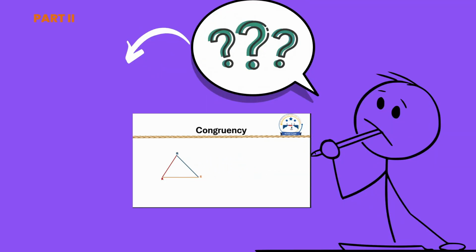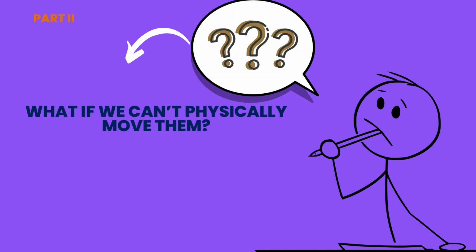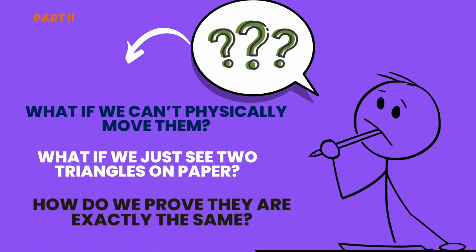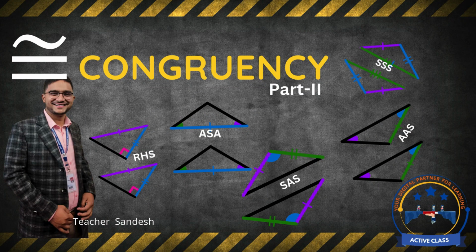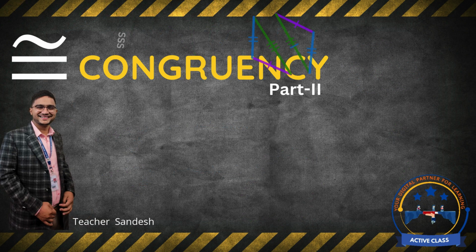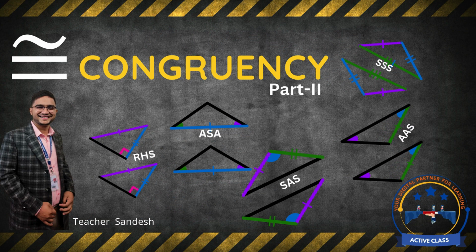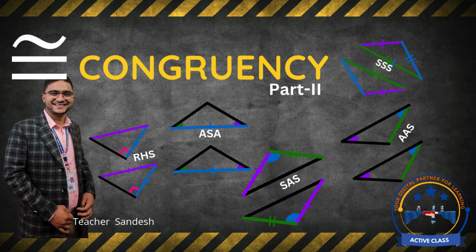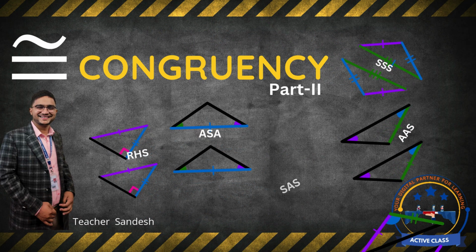But what if we can't physically move them? What if we just see two triangles on paper? How do we prove they are exactly the same? That's where mathematicians step in. They have discovered some powerful shortcuts, rules that help us prove triangle congruence quickly and without confusion. Let's explore them.